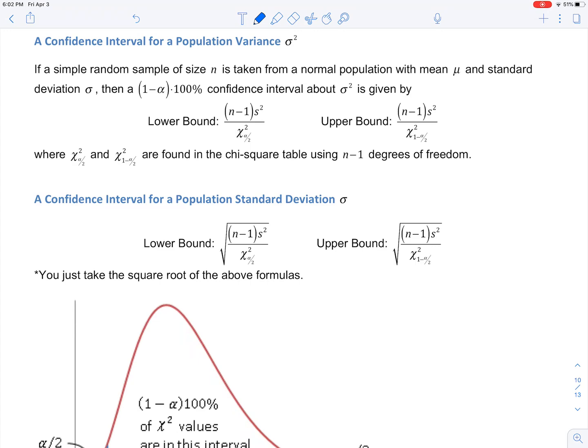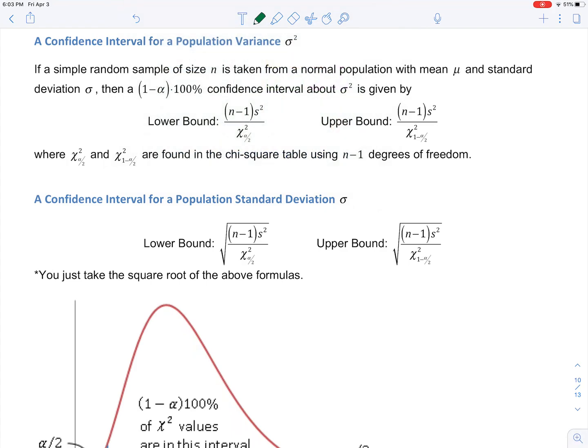Hi, we're going to go ahead and take a look at the section 9.3 notes. For this section, we are going to find confidence intervals to approximate population variances and standard deviations. More often than not, we'll be estimating standard deviations and not variances, but you could be asked both, so make sure you read every single word of the problem to know what you're being asked to find.